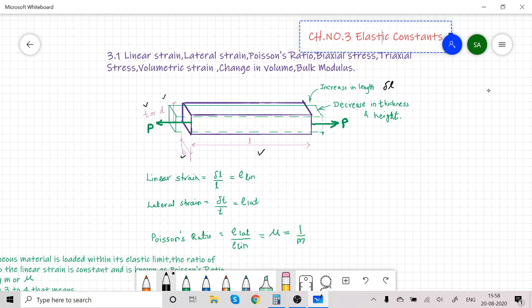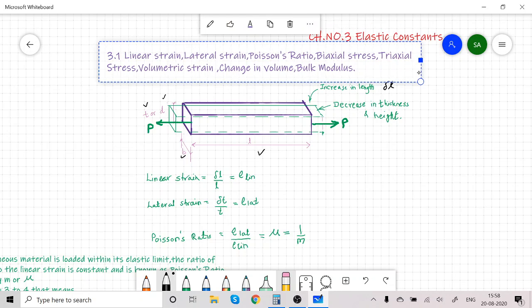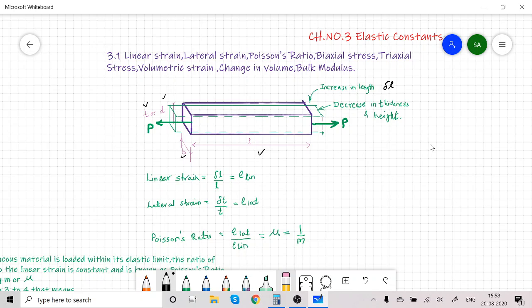Simultaneously, what will happen? The cross-sectional dimension, the thickness, the width, or in case of a circular bar, the diameter will get reduced. Remember, this happens due to axial tensile force. Now, the reduction in the cross-sectional dimension is delta T, that is reduction in thickness, or delta D, that is reduction in diameter of the bar or depth of the bar, and reduction in width of the bar is say delta B.